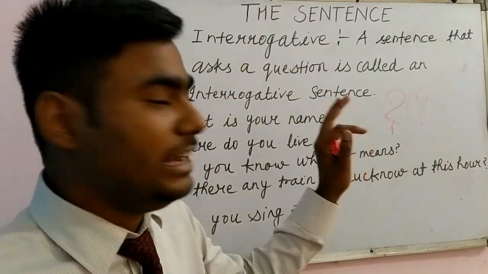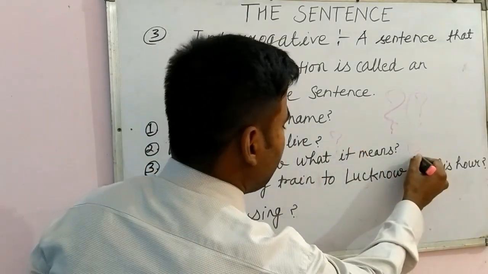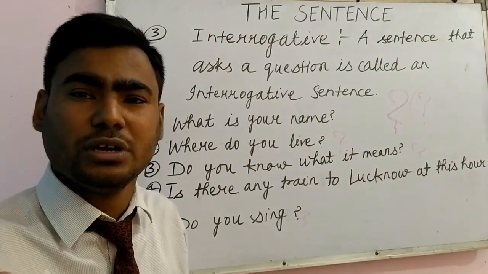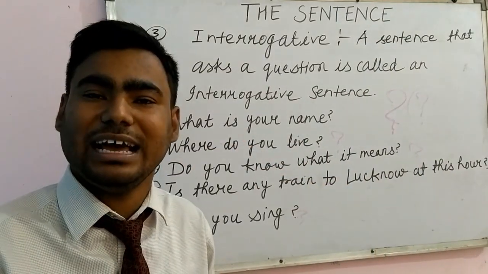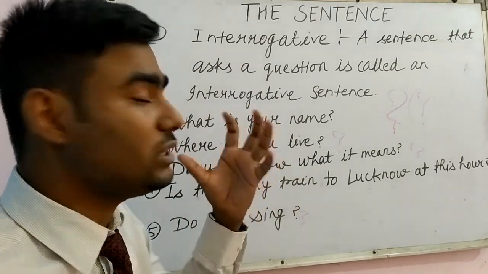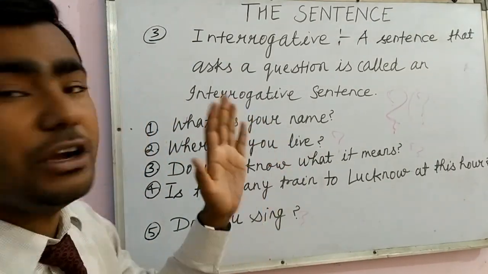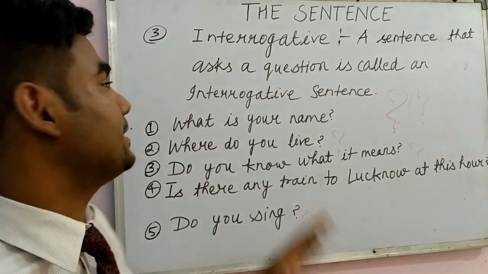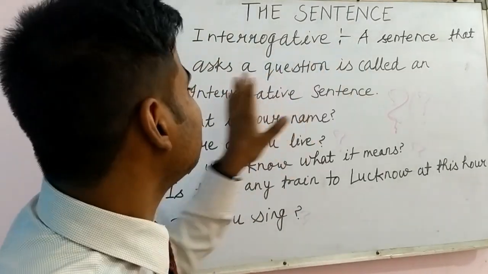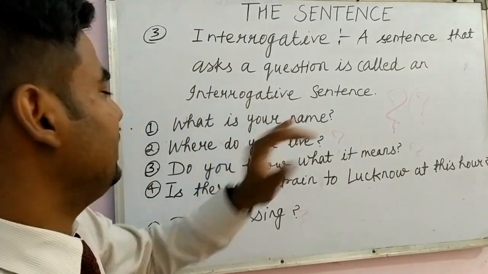If you see this mark anywhere, at the end of a question, if you read any book and finish the chapter, at the last you see some questions. So what is the question asking for? A question asks for an answer. This is the interrogative. Let's discuss the meaning. A sentence that asks a question is called an interrogative sentence.